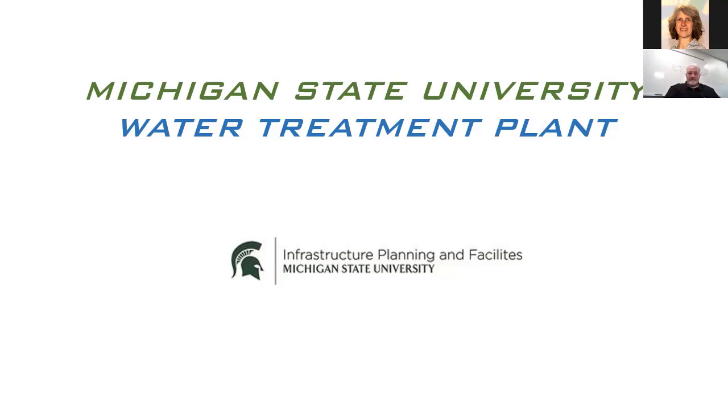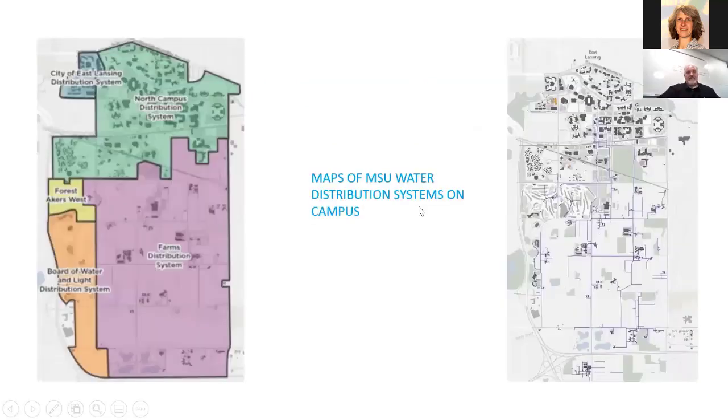So to start off with, this is the distribution system or operating area that MSU maintains. You see the green, the North Campus, that's what is now the treated distribution system from the water treatment plant. The farms distribution system is where all the wells are located, and we still have customers on that well system. So for lack of better terms, we have two systems.